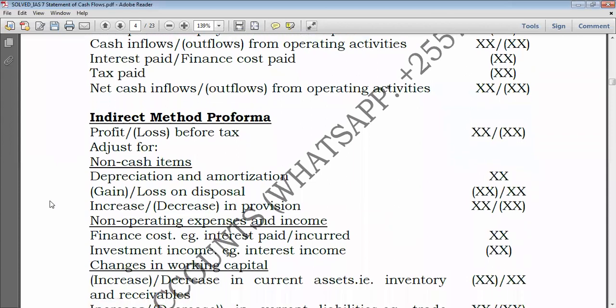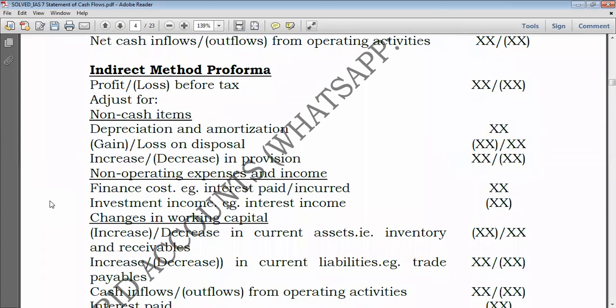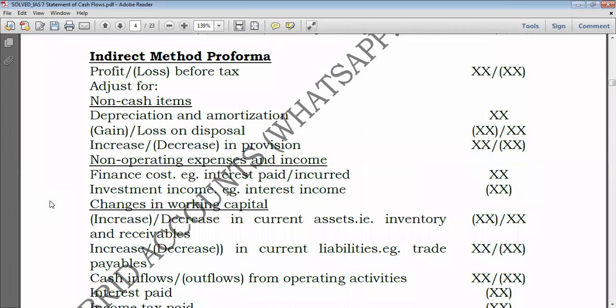And then now you have the indirect method proforma. Now to proceed well, I just advise you to go to the next video so that I take a look at this.